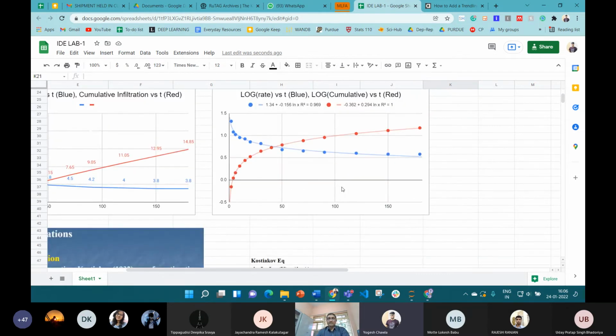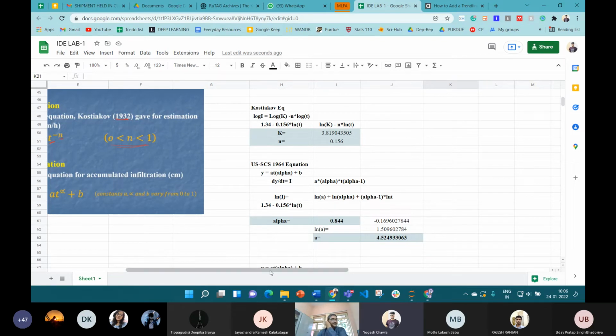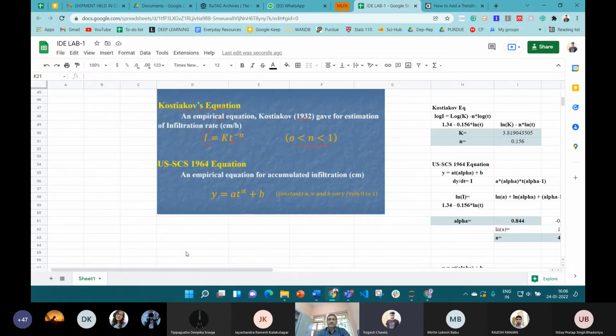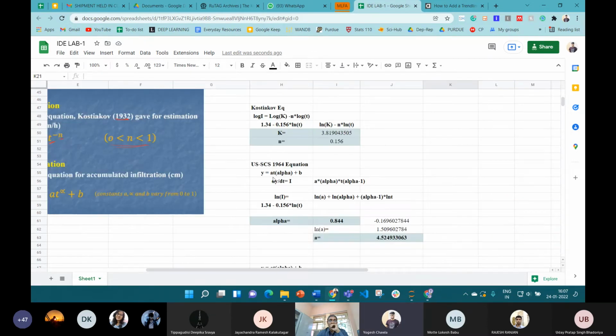So just to confirm, the first part would definitely be correct. In the last lab, you were told that in this case, specifically in the USSCS 1964 equation, we have to take the derivative with respect to time in order to remove this constant. So dy by dt we kept as I, and that would become a alpha t to the power alpha minus 1, and then we took log on both sides, and we used the same curve of I here also.